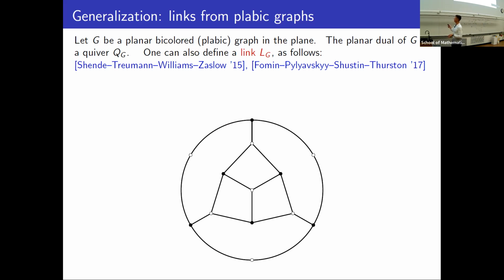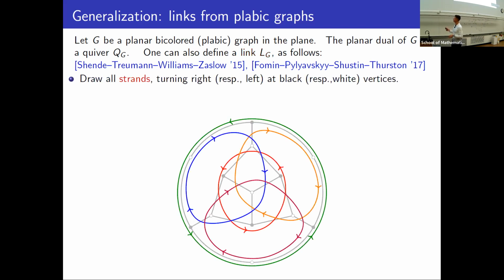The way you associate a link is as follows. First of all, you draw all strands. These are known as zigzag paths. A strand just turns left and right. So this orange strand, let's say, turns left at white vertices and right at black vertices, left, right, and it circles around. Each one of these components is going to be a component of my link, and I'm going to try to make this into a planar diagram of a link.